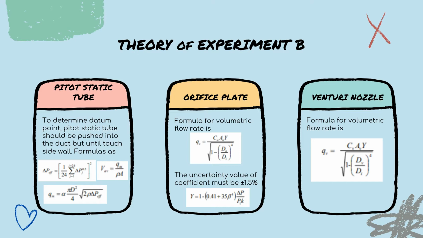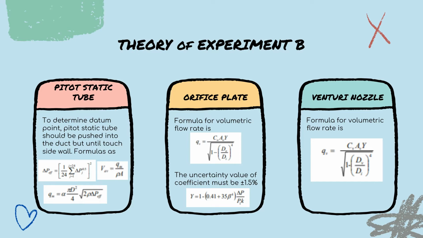tube, orifice plate, and venturi nozzle. In all these types of flow metering, we need to determine the flow rate first in order to get the pressure difference. For the pitot static tube, to determine the datum point, it should be pushed into the duct, but until only touching the sidewall. The formula is shown in the slide.